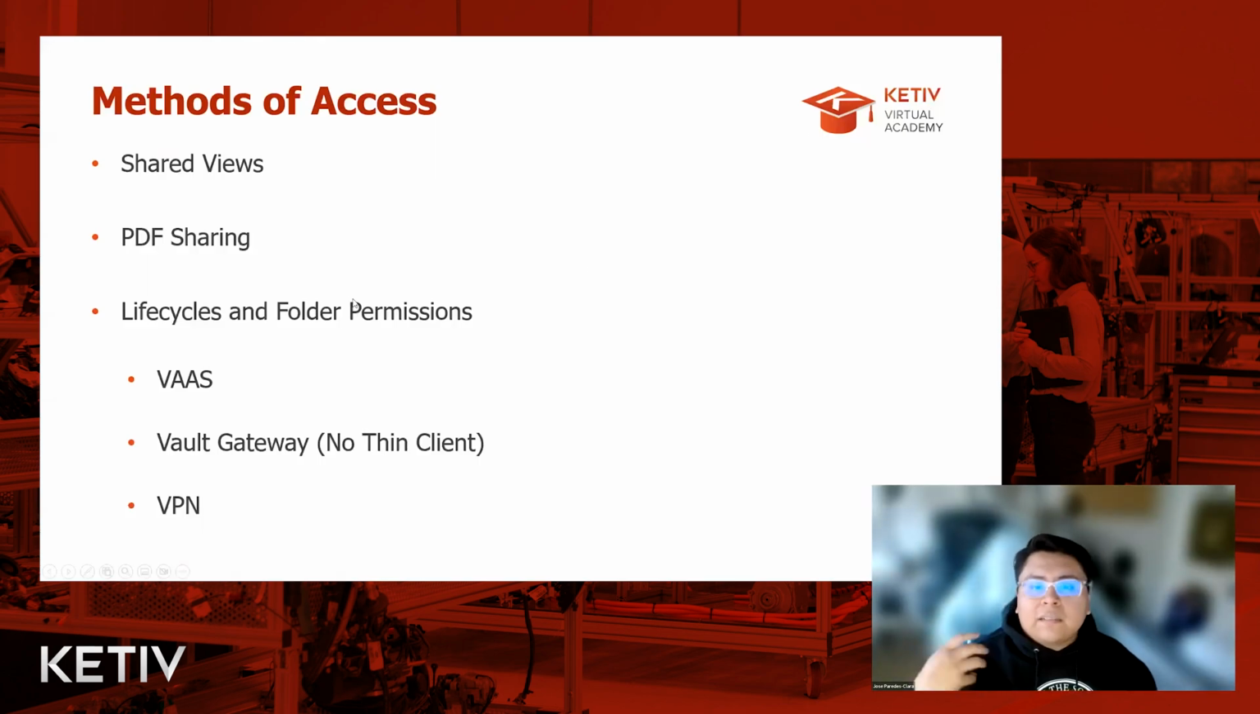But again, getting them access is the first part. So one option that we do have here at KETIV is Vault as a Service, in which we host your server on Azure. And that way, even if it's not multiple companies or partner companies, if you have multiple locations, California, Tennessee, Atlanta, you're able to access the same server because it's in the cloud, and you don't have to worry about the physical location of that server.